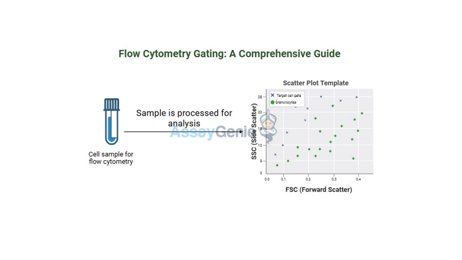Okay, so let's continue exploring this powerful technique. Last time we talked about the basics: getting rid of debris, dealing with those doublets, and using antibodies to find specific cells. But I'm guessing there's more to gating than just plotting a few parameters. Oh, yeah, definitely. Gating isn't a one-size-fits-all thing. We have a bunch of different strategies and techniques to choose from, and it really depends on what we're trying to find out. And how complex the situation is.